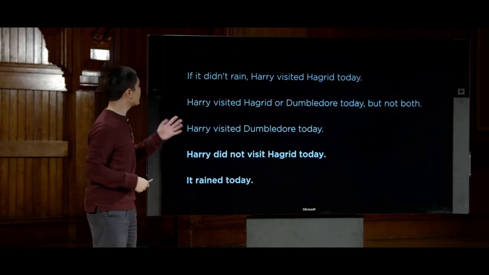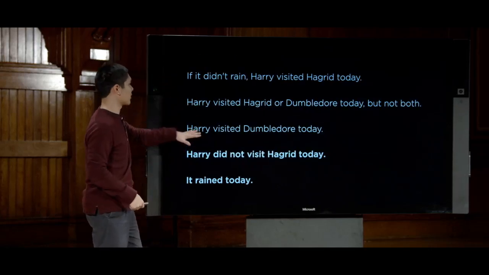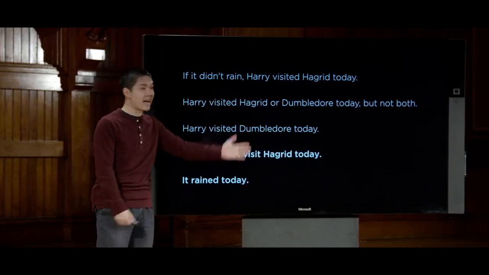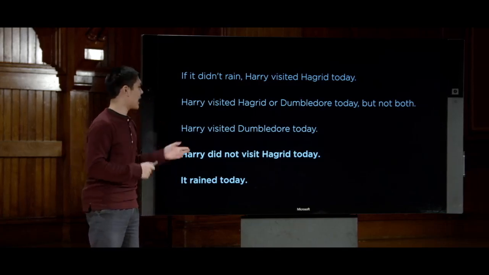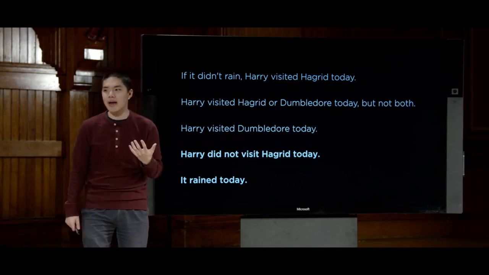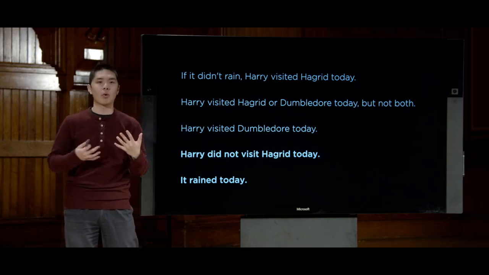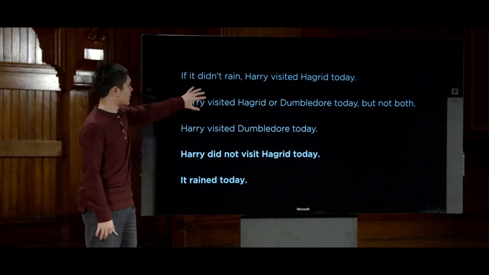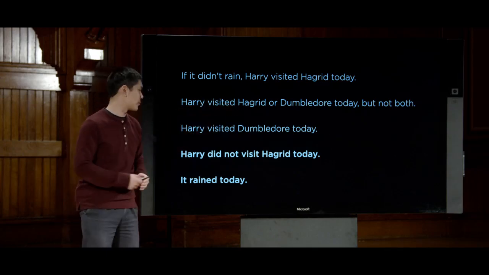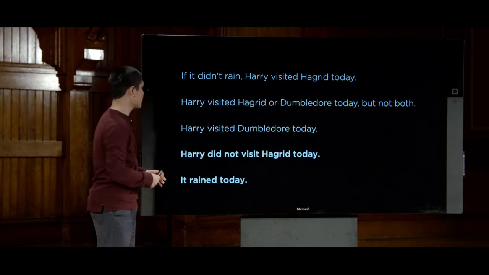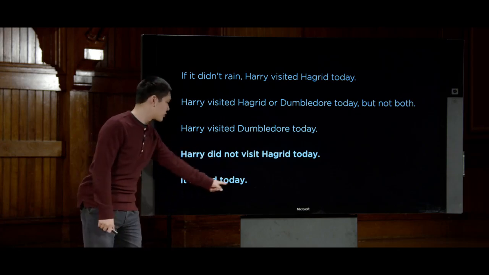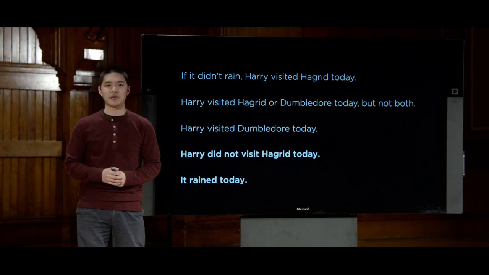We want our AI to be able to take these three sentences: if it didn't rain, Harry visited Hagrid; Harry visited Hagrid or Dumbledore, but not both; and Harry visited Dumbledore. Just using that information, we'd like our AI to be able to infer that, using these three sentences inside of a knowledge base, we can draw some conclusions. In particular, we can draw the conclusions that one, Harry did not visit Hagrid today, and two, that it did, in fact, rain today.